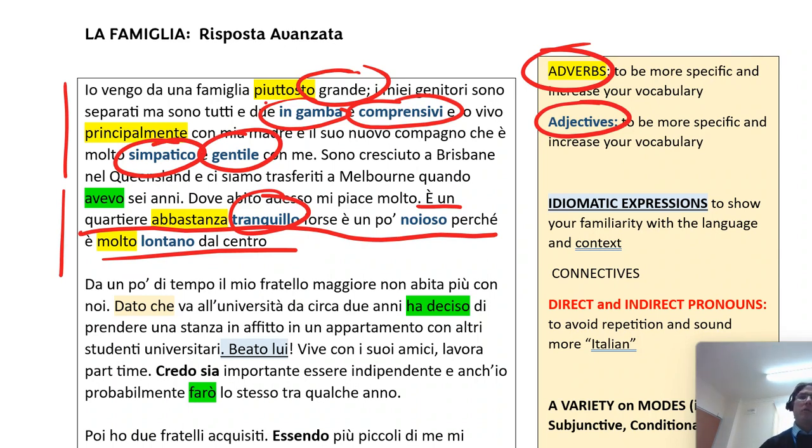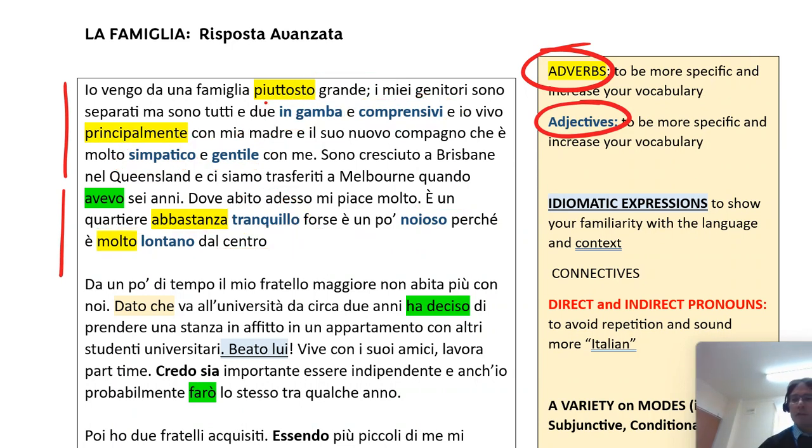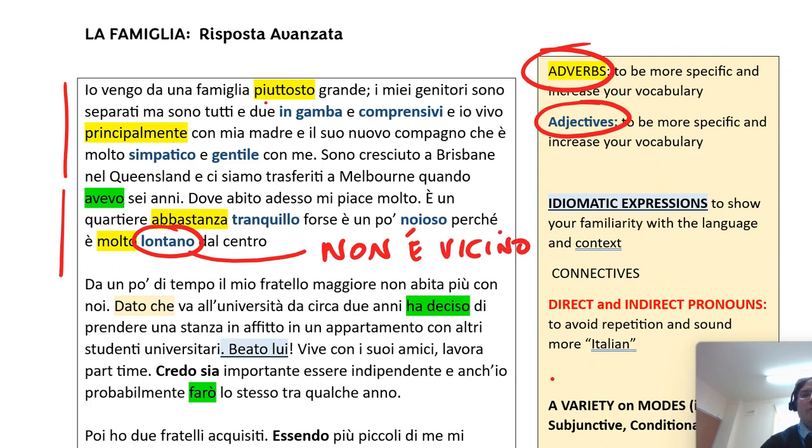And remember also a tip: if you are not sure how to describe something or someone, if you remember how to say the opposite of it, you can use the negative structure. So let's say you don't remember how to say tranquillo, or let's say lontano, you might say the opposite, non è vicino al centro, which is the same thing.